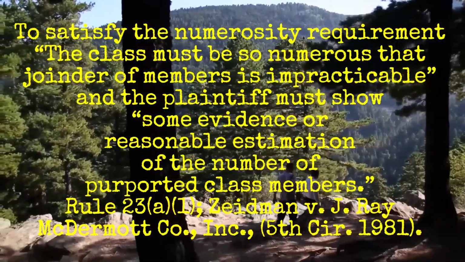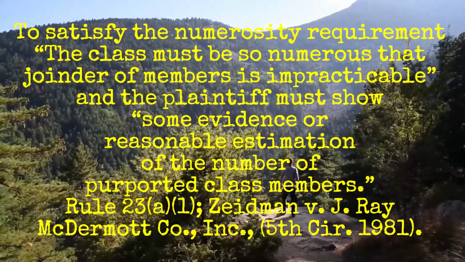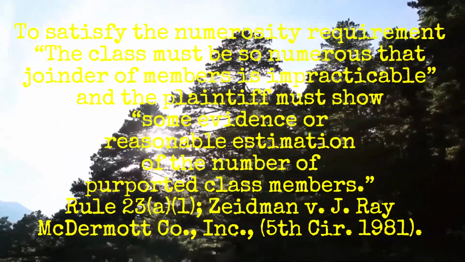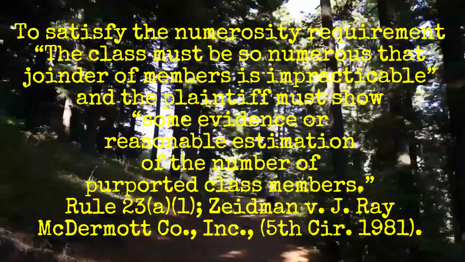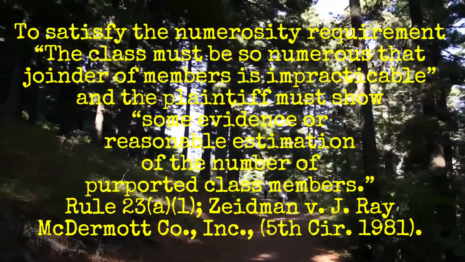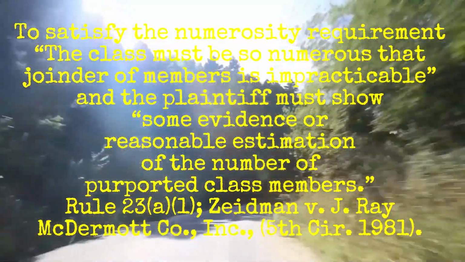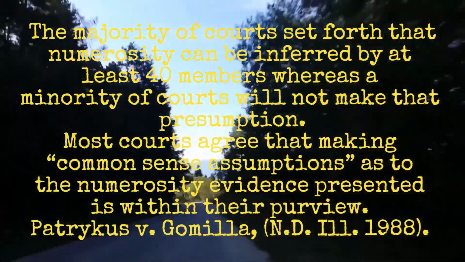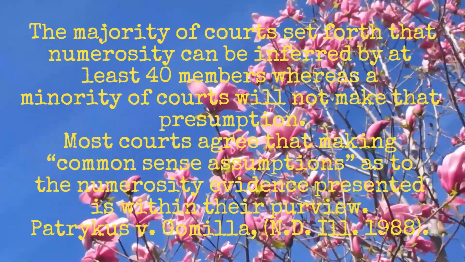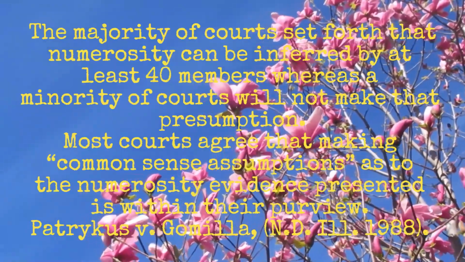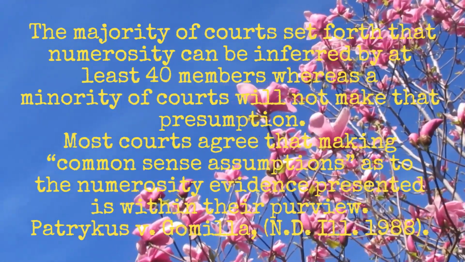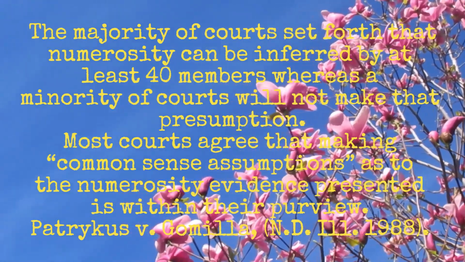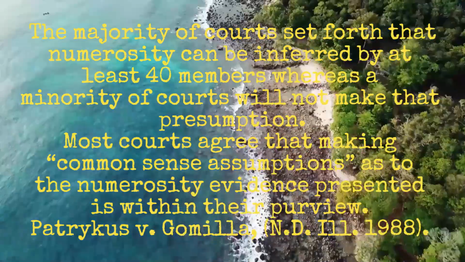To satisfy numerosity, the class must be so numerous that joinder of members is impracticable, and the plaintiff must show some evidence or reasonable estimation of the number of purported class members. The majority of courts set forth that numerosity can be inferred by at least 40 members, whereas a minority of courts will not make that presumption. Most courts agree that making common sense assumptions as to the numerosity evidence presented is within their purview.